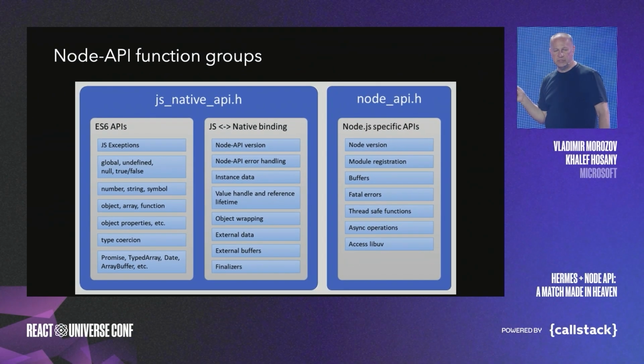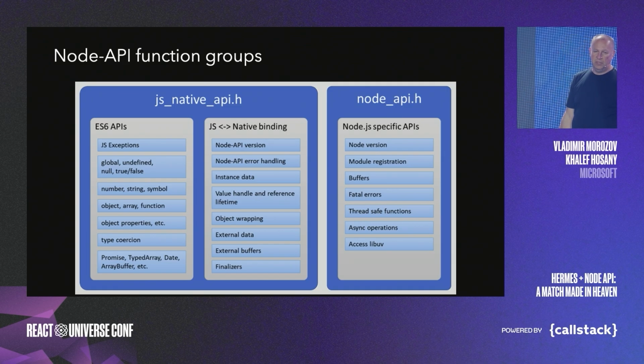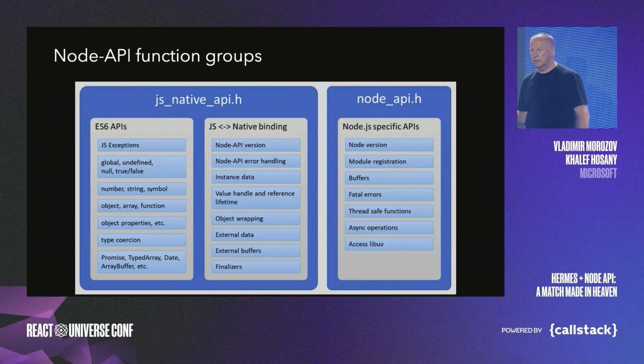All Node API functions are split up in 2 header files. JS native API contains functions which are considered to be runtime independent. They have a set of functions to manipulate JavaScript primitive and object values. They also have some functions which help us to interop between JavaScript and native code. Functions in Node API.h are considered to be Node.js specific functions.